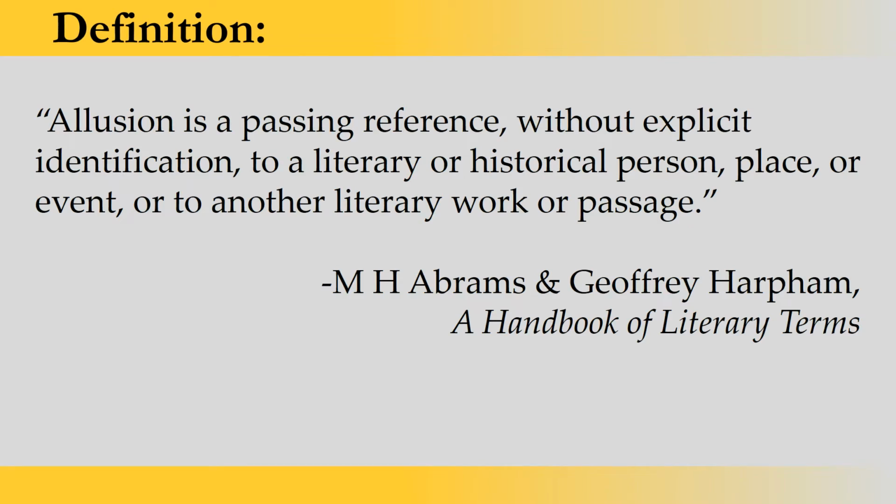It means it can be an event that happened in history or in literature too, or a structure, a form, anything you can allude to in the next work. Now what is important here is that it is again a reference to a literary or historical person, place or event, or to another literary work or passage. So as you see, there are many things which are alluded from one text to the other text, and this definition expands the scope of allusion.